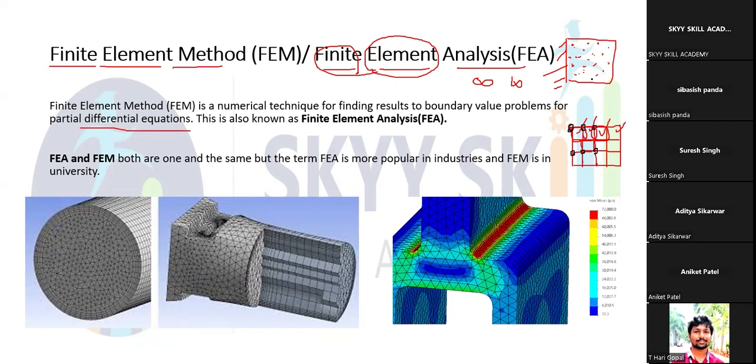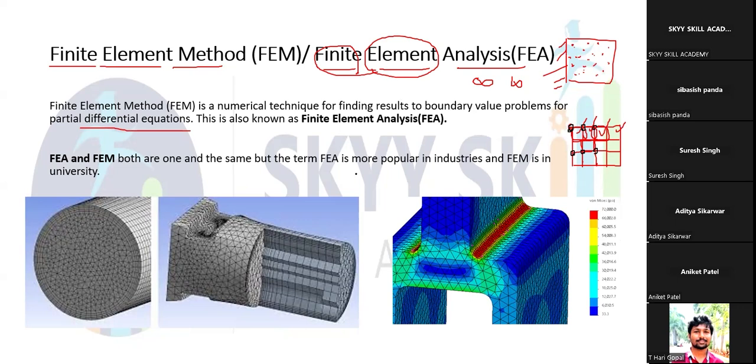So now I have converted my infinite number of points to a finite number of points. I can count them: 1, 2, 3, 4, 5, 6, 7, 8, 9, 10, 11, 12, like that. Now I am going to give my differential equations to these nodes, so that I can calculate.